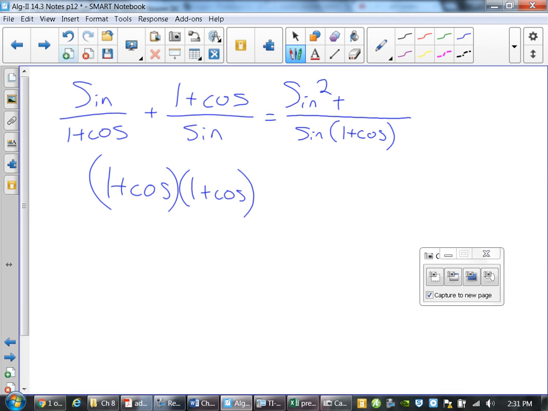You have to FOIL it out. Don't kill the puppy. You get 1 plus 2 cosine plus cosine squared. Would calling that 1 plus cosine squared be killing puppies? The quantity 1 plus cosine squared is fine, because that's what it is. It's the quantity 1 plus cosine. But then you have to FOIL it out anyway to continue. It won't get you anywhere. It doesn't drop out.